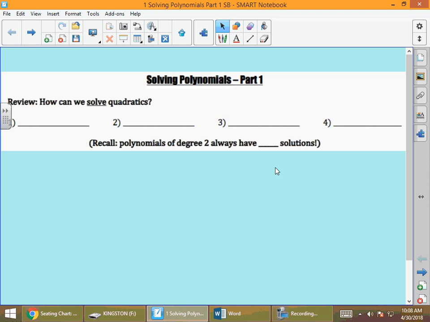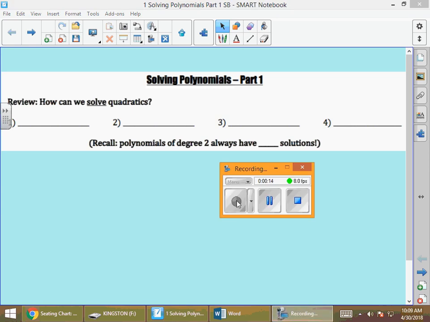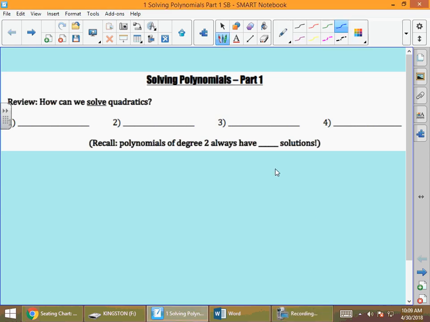So we're going to solve polynomials today, and we need to think back to some techniques that we have for solving, especially quadratics. Do you remember any of them? Probably the most useful is factoring. Another good technique was graphing.